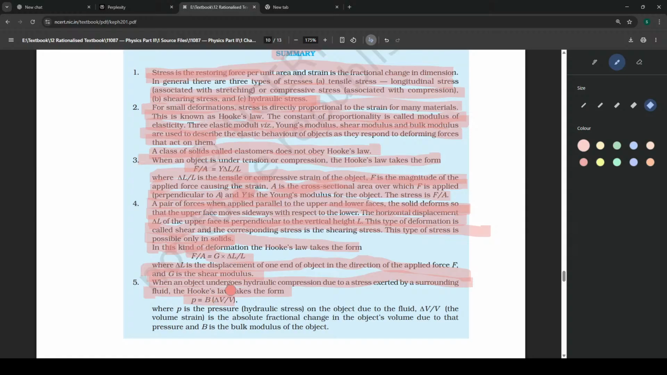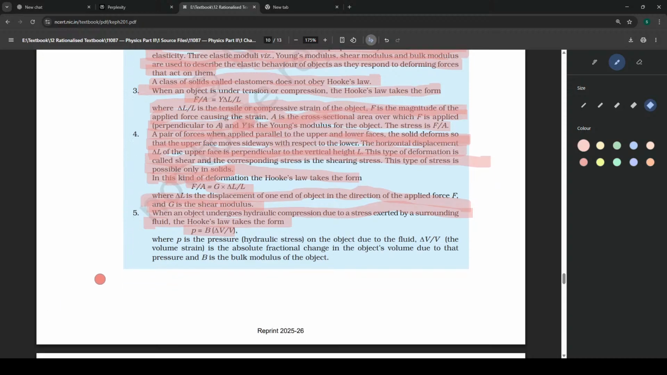When an object undergoes hydraulic compression due to the stress exerted by the surrounding fluid, Hooke's law takes the form where stress is directly proportional to strain for small stress. Here P is the hydraulic pressure on the object due to the fluid, and ΔV/V is the volume strain, the absolute fractional change in the object's volume due to the pressure. B is the bulk modulus of the object.